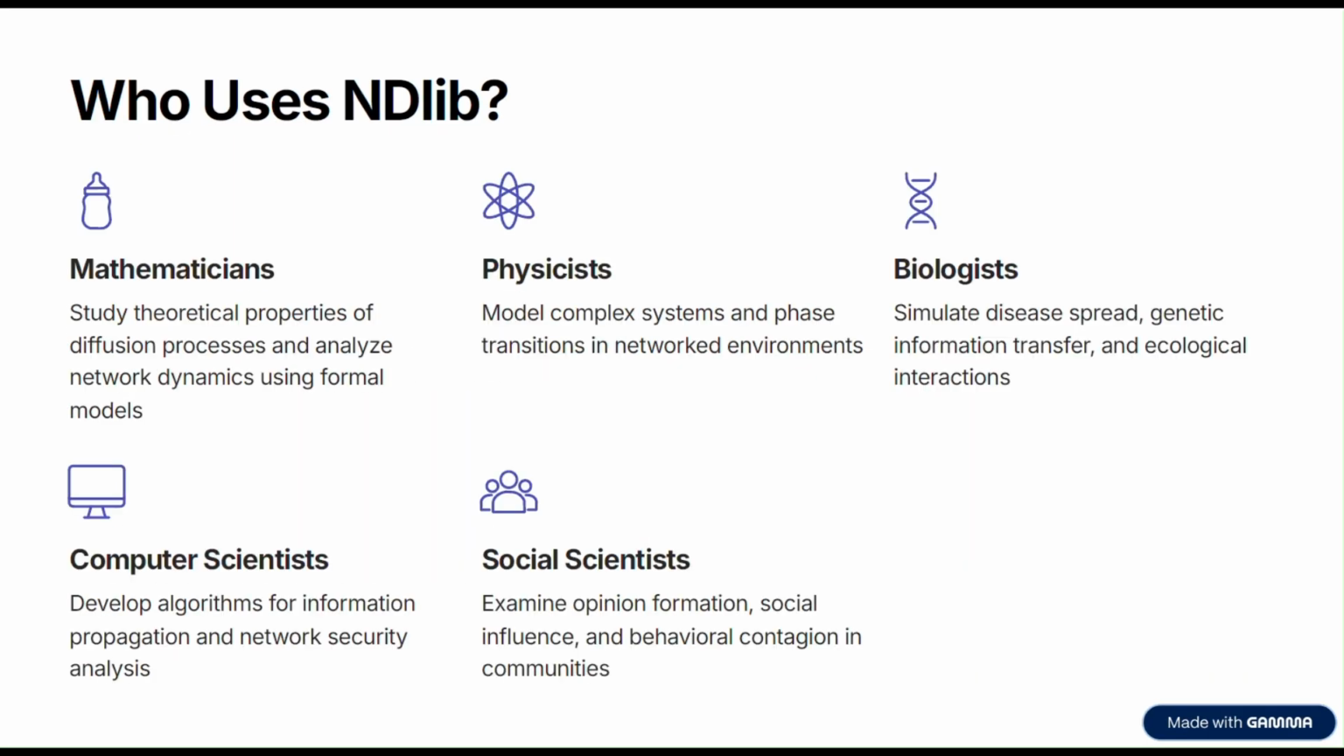Uses of NDlib. Mathematicians study theoretical properties of diffusion processes and analyze network dynamics using formal models. Physicists model complex systems and phase transitions in network environments. Biologists simulate disease spread, genetic information transfer, and ecological interactions. Computer scientists develop algorithms for information propagation and network security analysis. Social scientists examine opinion formation and social influence in communities.